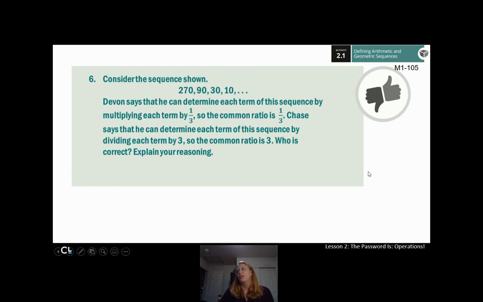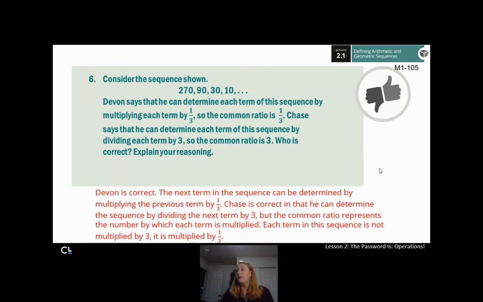I'm sure Chase meant well. I am, but the truth is, Devin is correct. The next term in the sequence can be determined by multiplying the previous term by 1/3. Now, to be fair, Chase is correct in that he can determine the next term in the sequence. So he can determine the sequence by dividing the next term by 3. He wasn't wrong about that, that you could divide by 3, divide by 3.